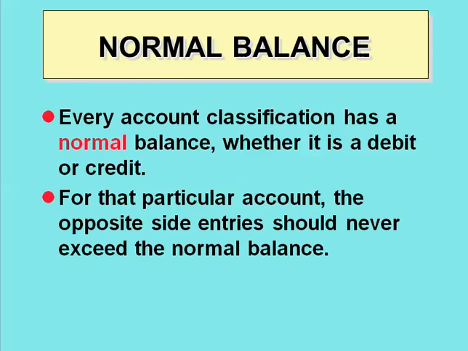And the increase side is what we call the normal balance. So assets always carry a debit normal balance. That's the side that we should always have an asset, should always carry that kind of balance. For example, it would be really hard to have a credit balance in equipment. How do you have negative equipment? So equipment's an asset that should carry a debit balance.